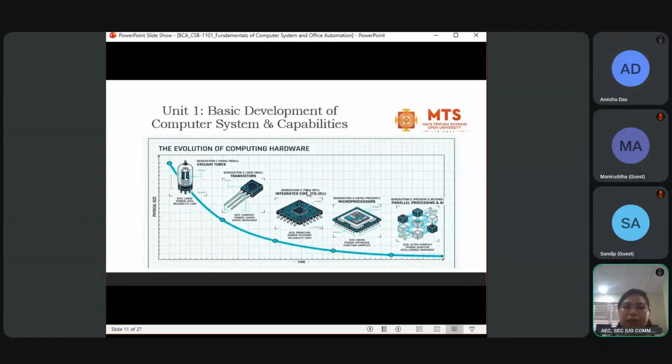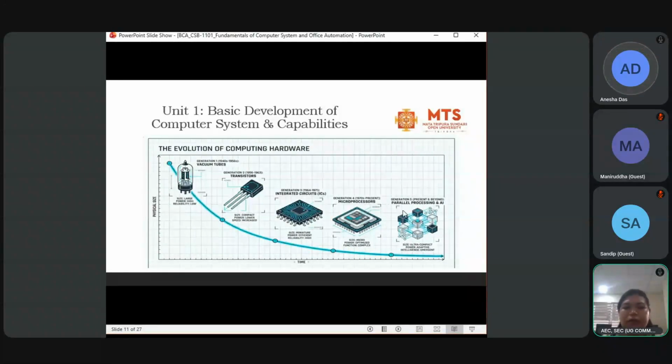And third, integrated circuit, that is ICs. This is the diagram, how it looks. Size miniature, it is small. Miniature means small. Power efficient and reliability is high. And this is microprocessor. This is generation 4. From 1970 to the present, size is micro, power optimized and function complex.